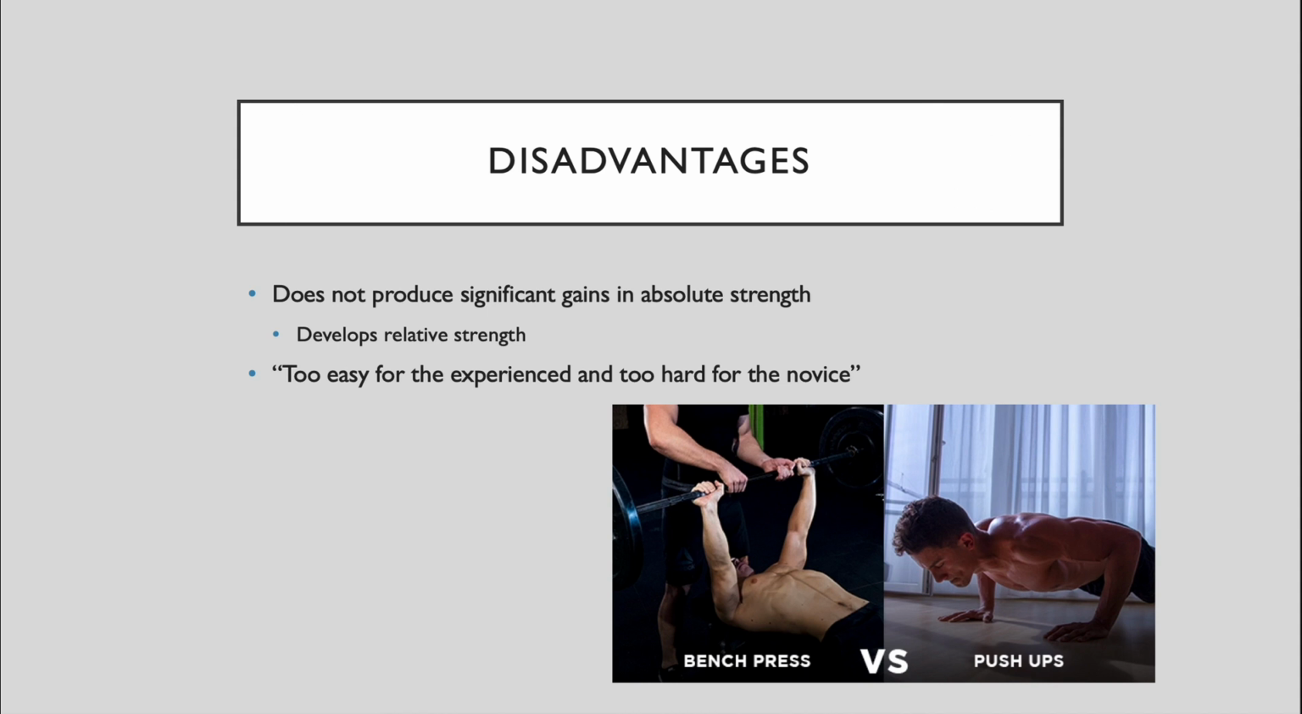One disadvantage of bodyweight training is that it has not been shown to produce significant gains in what is known as absolute strength. Absolute strength is defined as the ability of an individual to move a given absolute load. So this would be the type of strength that people looking to achieve strength gains with traditional resistance training might be going for. Bodyweight training instead develops what is known as relative strength, which is the ability of an individual to move a load as a certain percentage of their body weight.